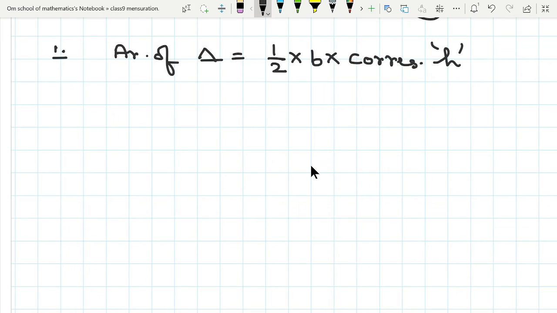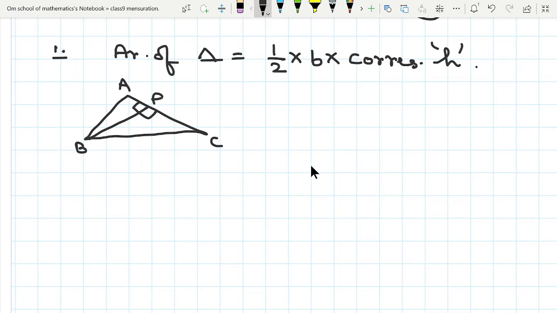Who has said this corresponding height? Because a triangle may have three heights. On the basis of their base, height will be changed. If the base is AC, then height will be BP. If the base is AB, then height will be AP. Or if the base is BC, then height will be AQ. So we have to write half into base into corresponding height. Clear?